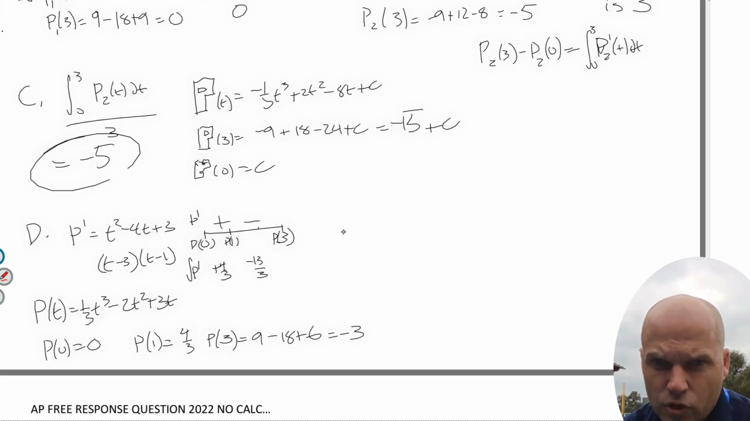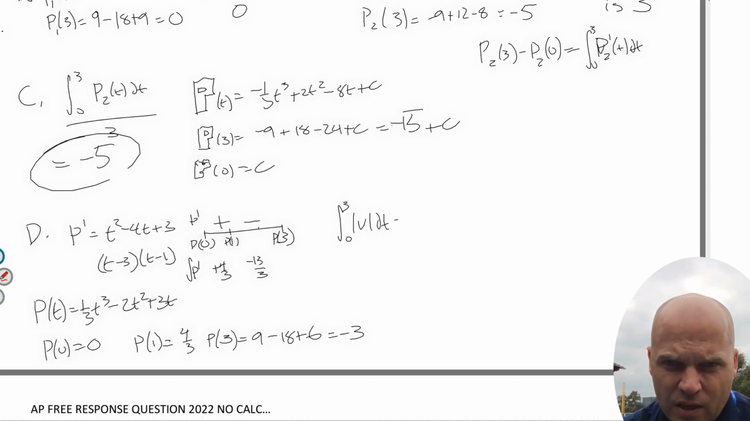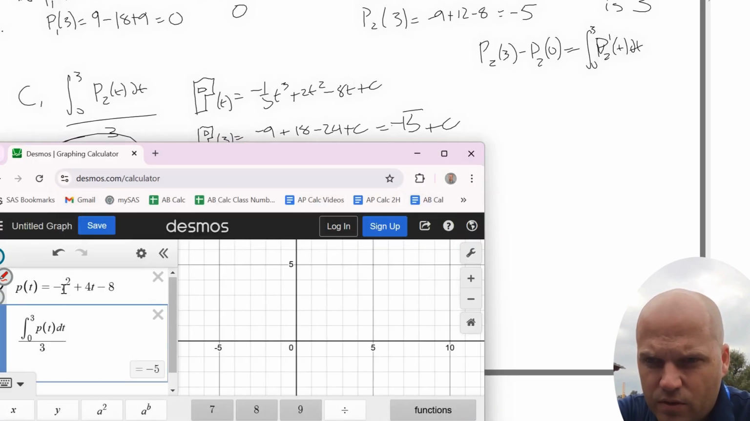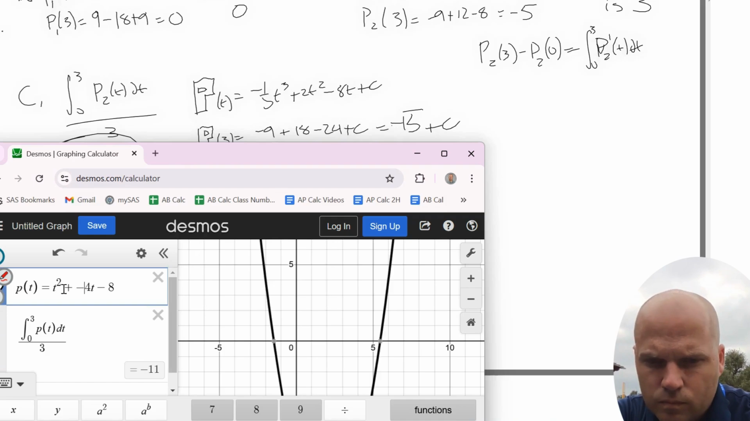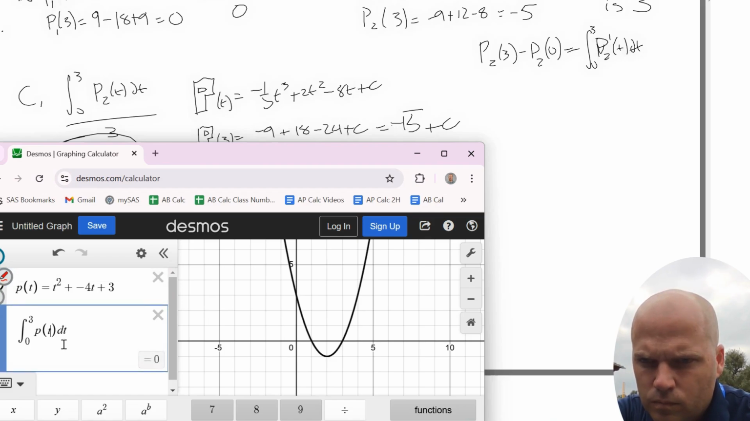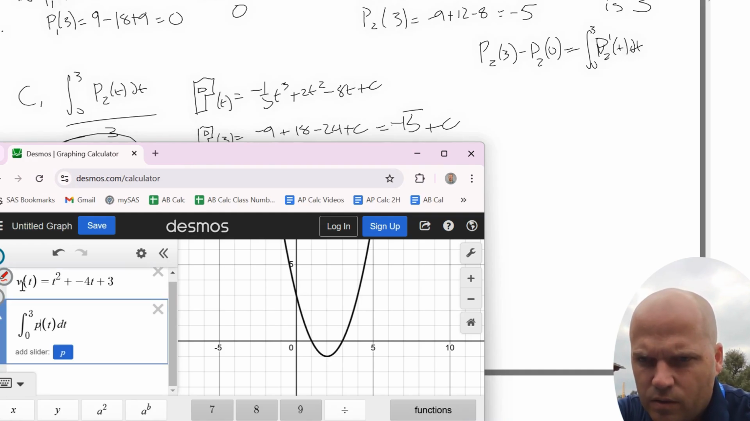Okay. So if I were to accumulate from 0 to 3 the absolute value of V, I would get positive 4/3 plus 13/3, which is 17/3. I'm going to check this. T squared minus 4t plus t. It's my velocity, just so you understand. Doesn't matter.